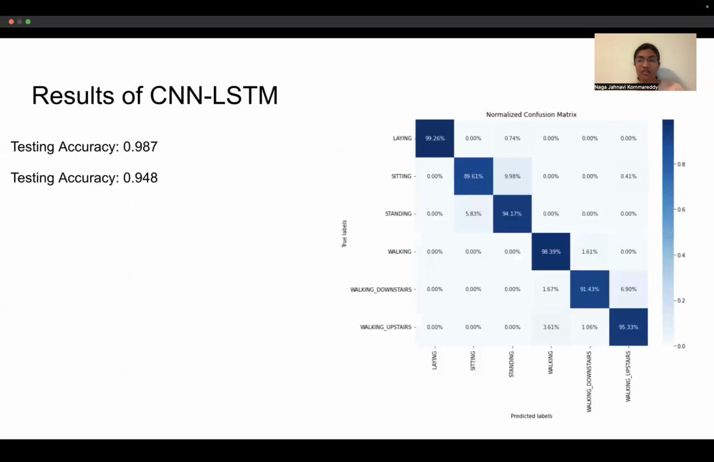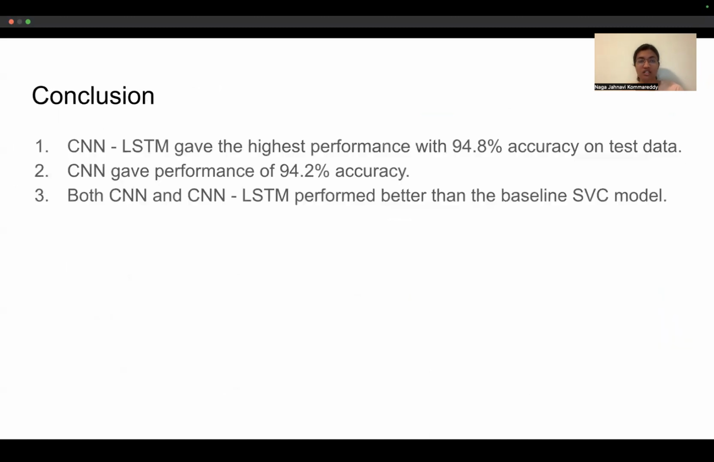The results of convolutional LSTM are shown here. We can see that the accuracy of CNN LSTM is the highest with 94.8%, and the confusion matrix is shown on the right side with good performance.